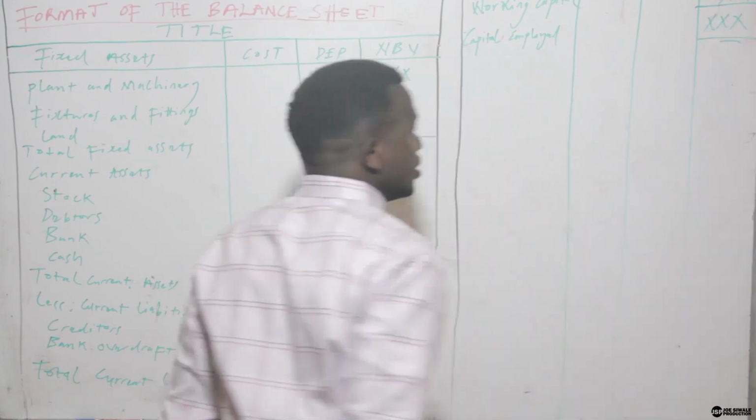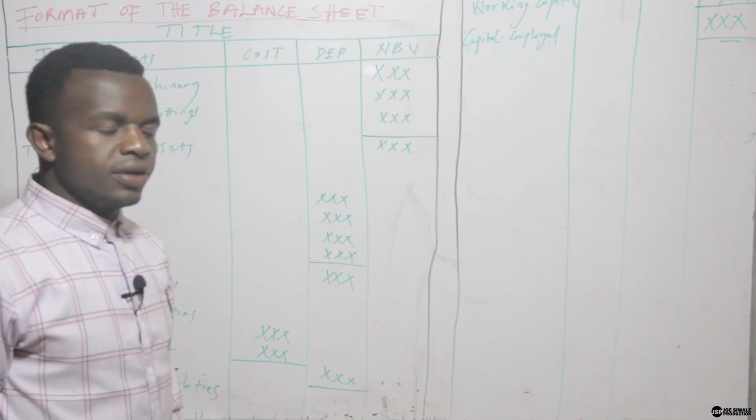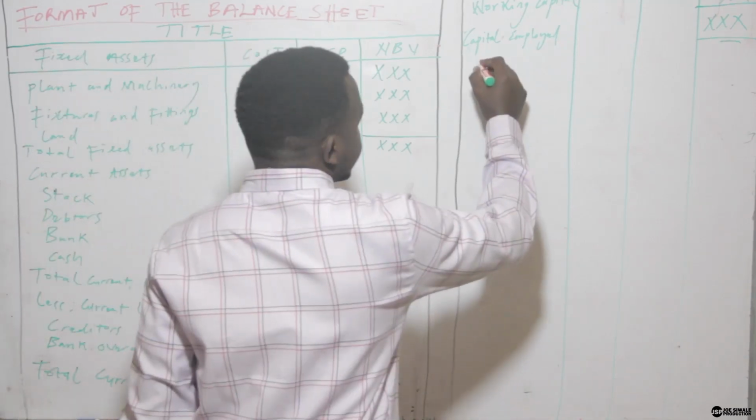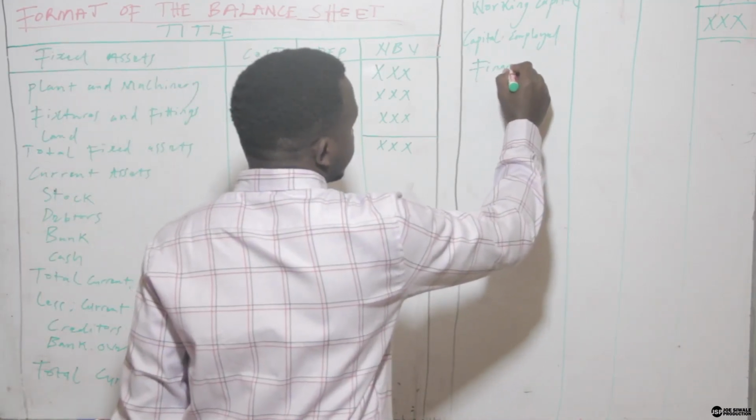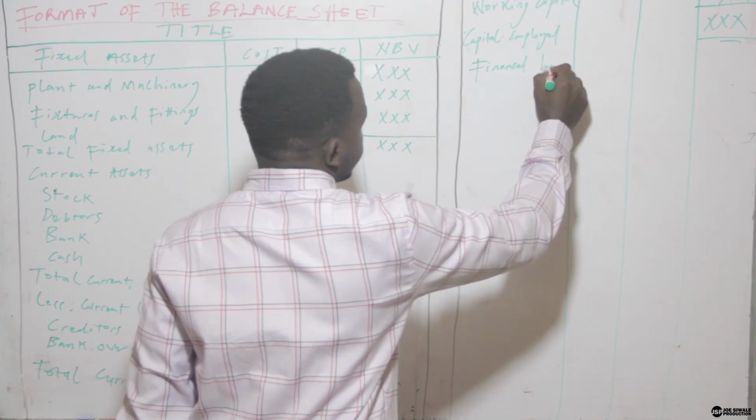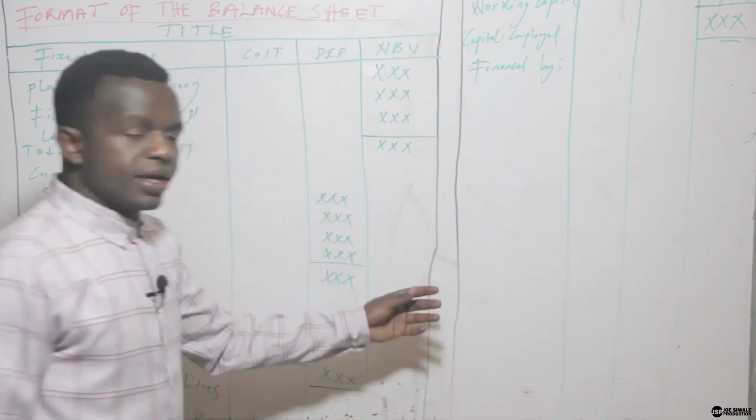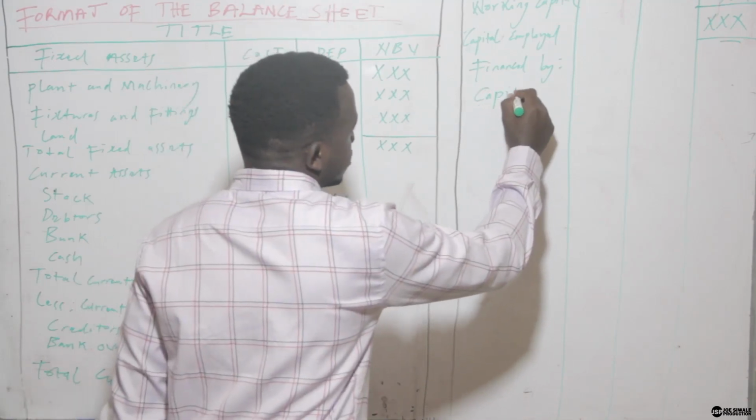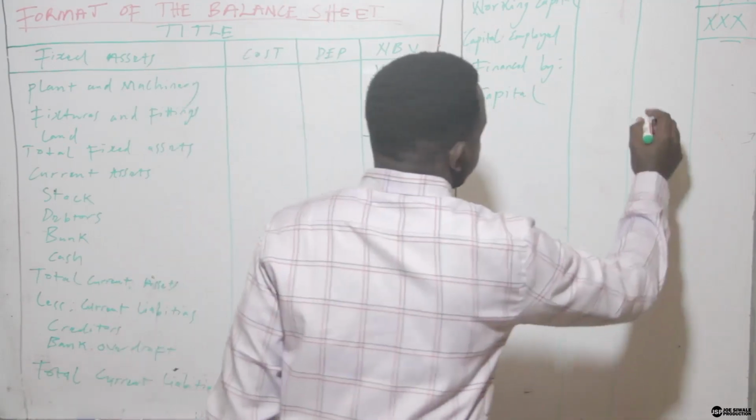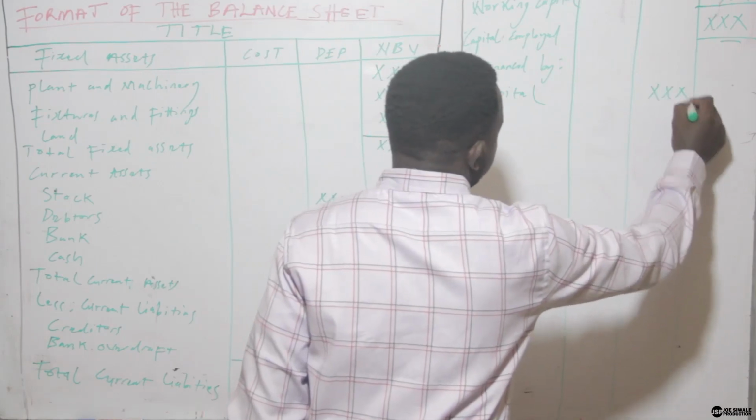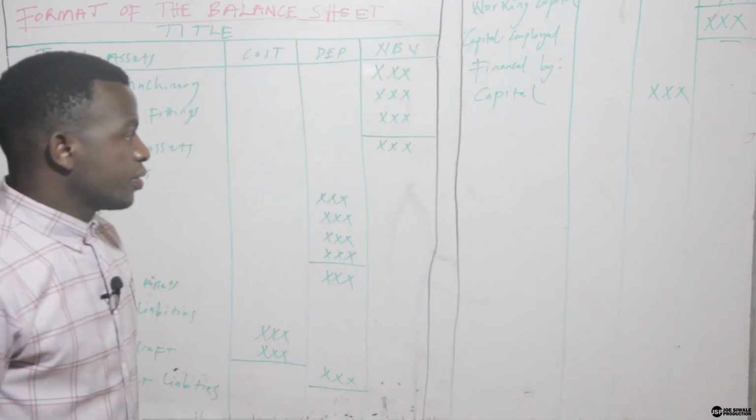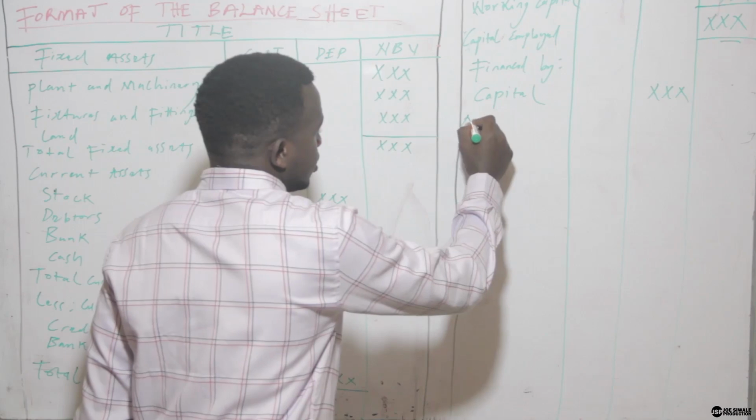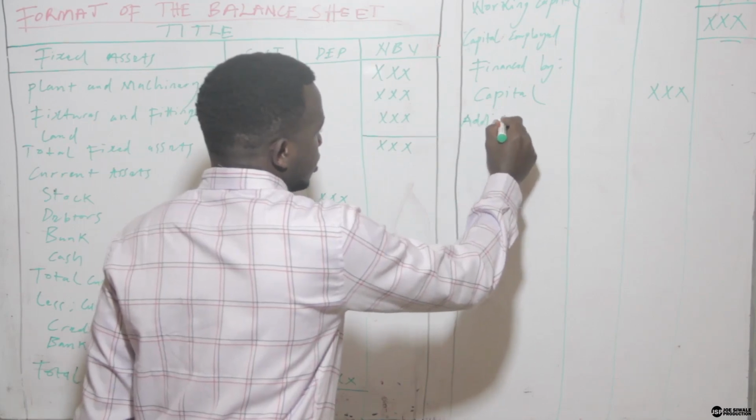So this is going to be our first answer, and we are going to say financed by. So financed by, then we're going to put our capital. So capital, we're going to put it here. Then we're going to say add net profit.